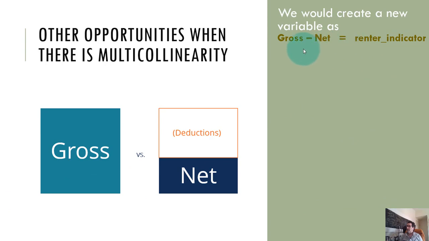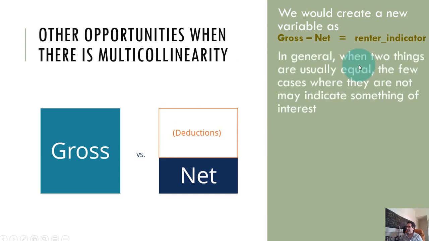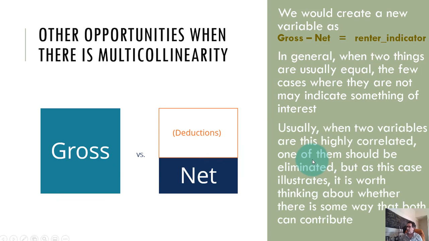So this is the calculation. We would take the gross minus the net, and we could call it renter indicator. And we would have our new variable. In general, when two things are usually equal, the few cases where they are not may indicate something of interest. Here, we saw the so-called renter phenomenon. Usually when two variables are this highly correlated, one of them should be eliminated. But as this case illustrates, it's worth thinking about whether there's some way that both can contribute.